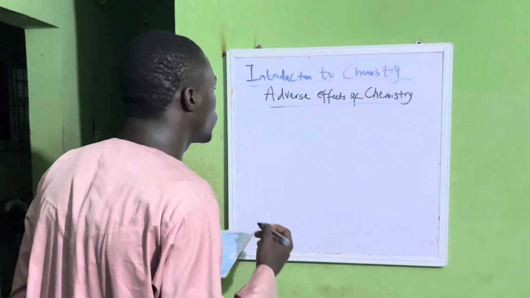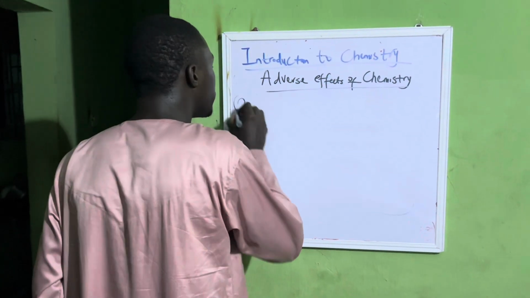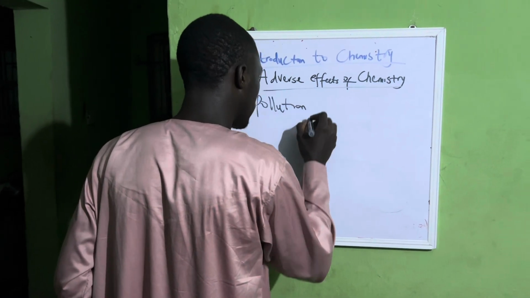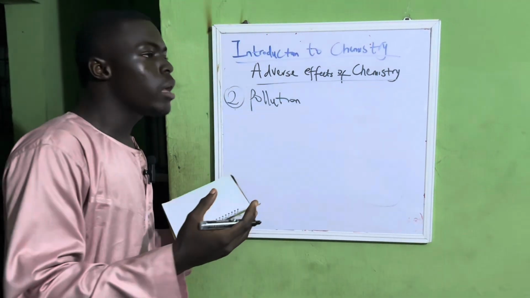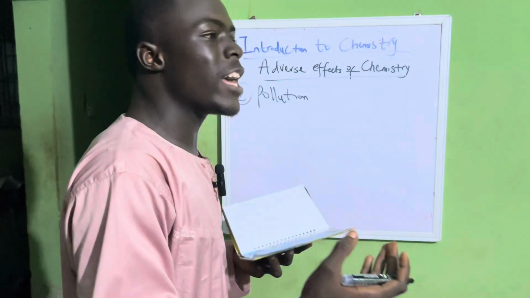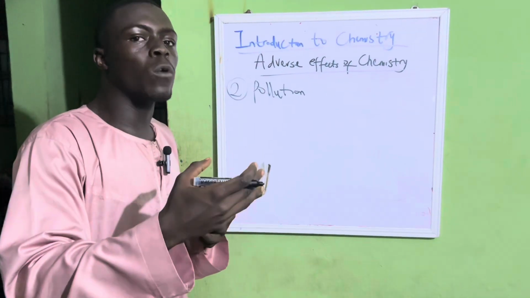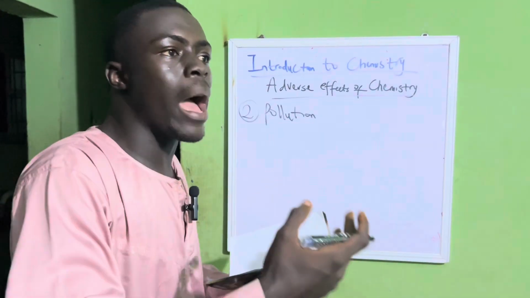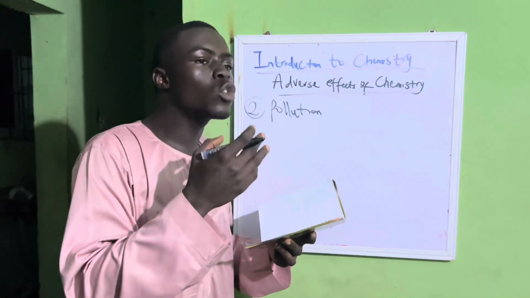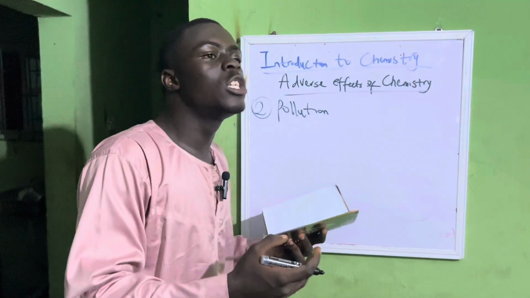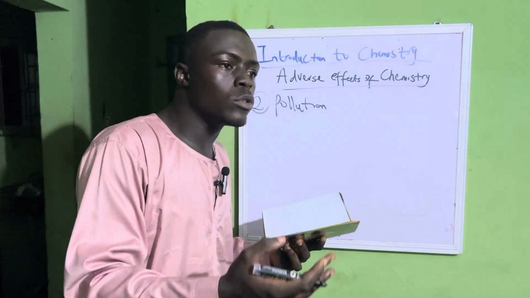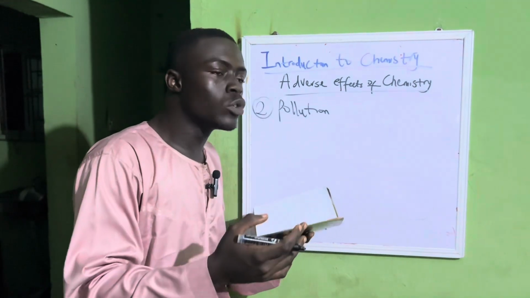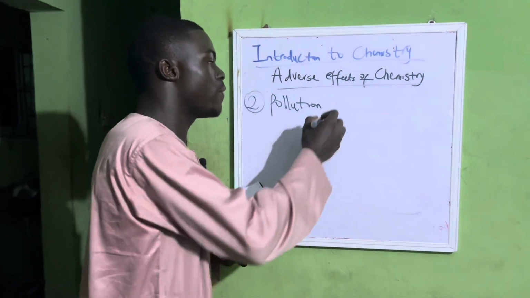Another adverse effect of chemistry is pollution. Chemistry has been able to give us a lot of hydrocarbons and a lot of compounds that are useful to us. But when these substances are not properly disposed of, they will start polluting the environment.